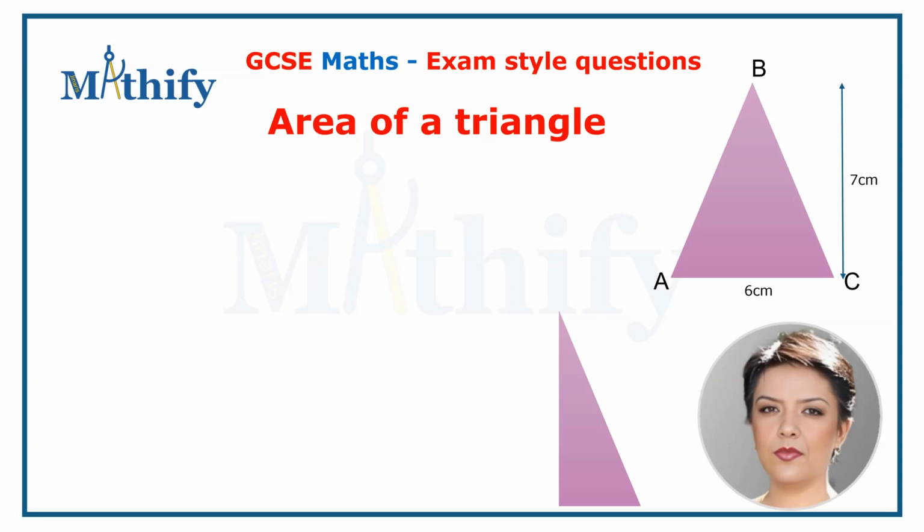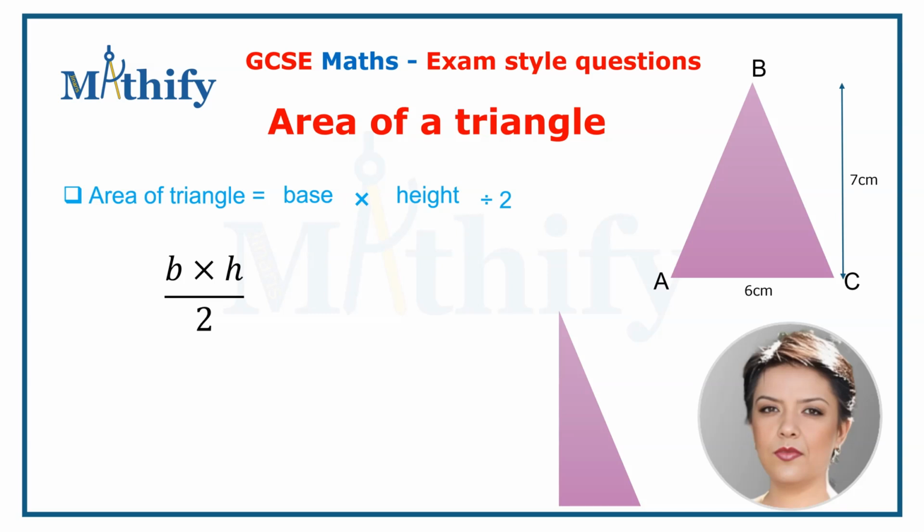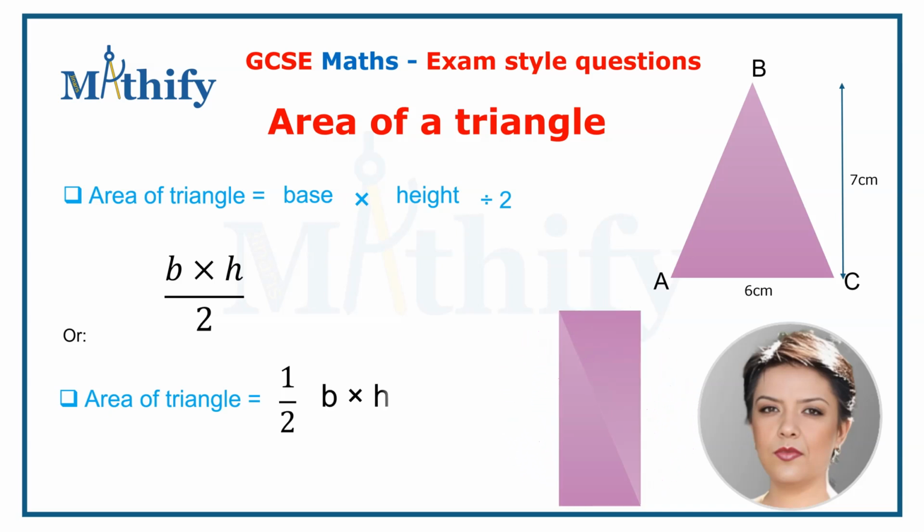Area of a triangle. So when working out area of a triangle, we need to know this important formula. So area of a triangle is equal to half multiplied by base multiplied by height, or you could write it as base times height divided by 2. So base times height divided by 2, or as I mentioned earlier, area of triangle is equal to half multiplied by base multiplied by height.